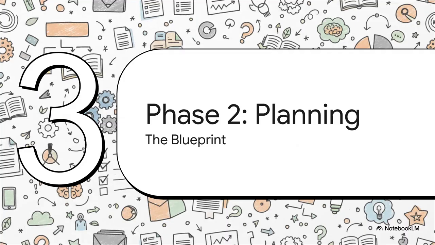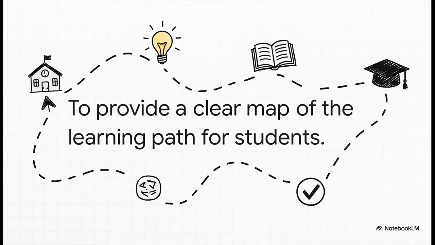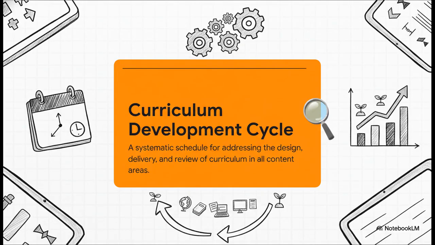Okay, once you know what needs fixing, it's time to draw up the blueprint. That brings us to phase 2, planning and design. The whole goal here? To get rid of chance. We're trying to create a super clear, intentional map for learning that ensures every single student has a path to follow. Now, this isn't about throwing everything out and starting from scratch overnight.